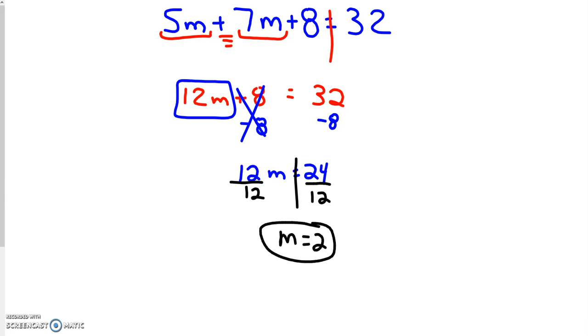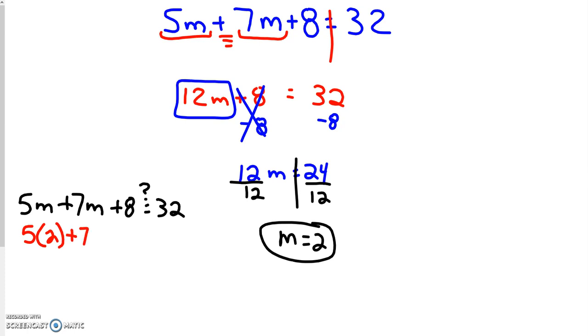I know that works if I substitute it. Substitution, remember, is where we rewrite the original problem and substitute, change the letter into the number. I think m should be 2, so I'm going to go back and substitute. If I substitute and the two sides come out equal, I have solved it correctly.